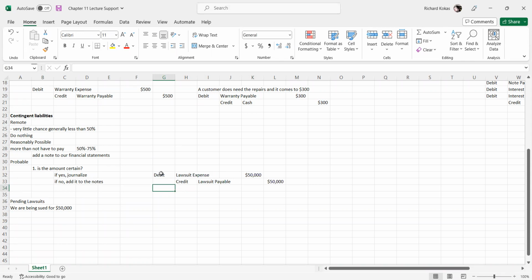But again, the only time you make a journal entry for a contingent liability, which again is a liability we're unsure of, is if it's probable. So again, we're looking at greater than 75% about, okay? Is it probable and do we know the amount for certain? Okay. So those are the main topics.